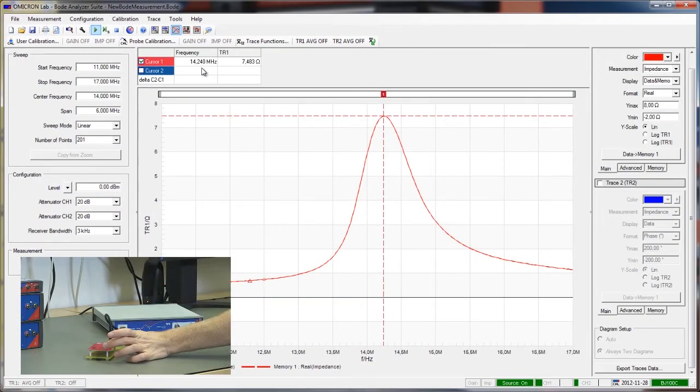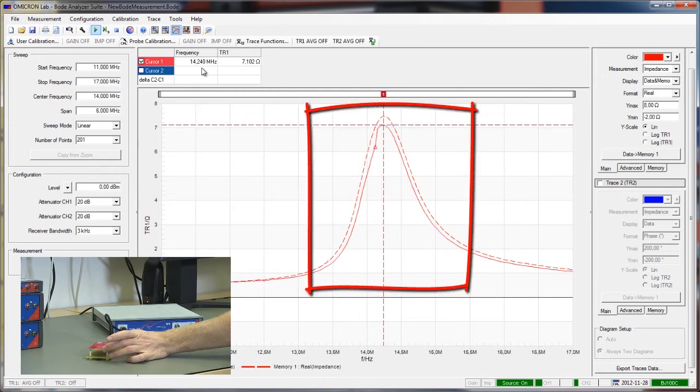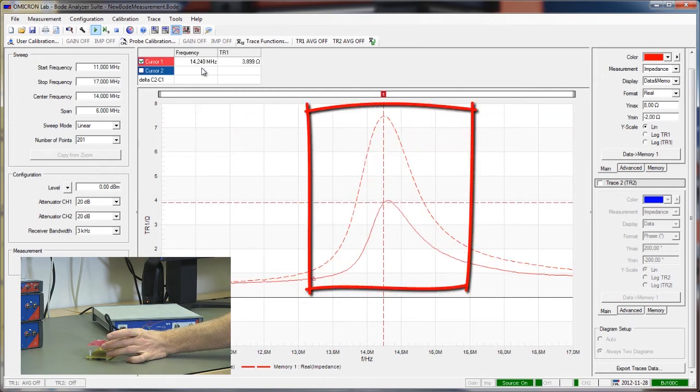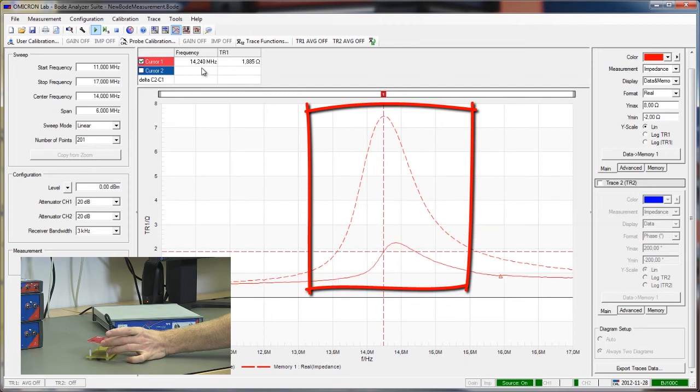If we now change the distance from the transponder coil to the RFID card, we can see how the resonance behavior changes.